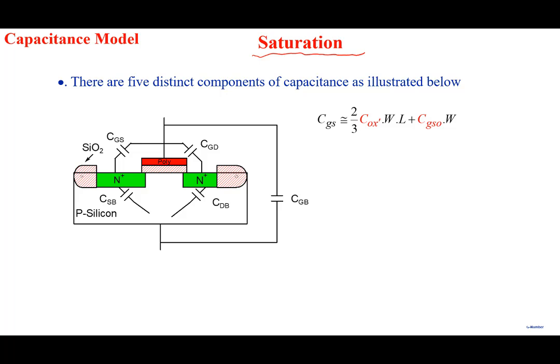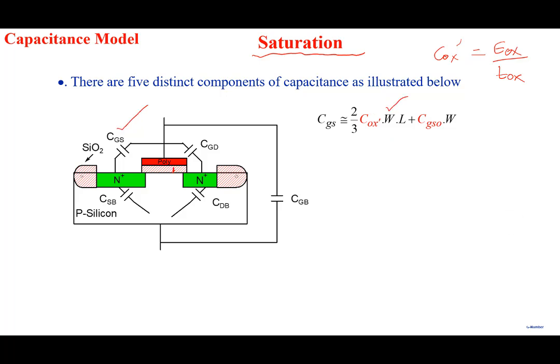So CGS, I'm not going to derive any of these things, we'll just take it. CGS, gate to source capacitance, is 2/3 Cox prime, which we know is capacitance per unit area, the permittivity of silicon dioxide divided by the thickness of the silicon dioxide. With silicon dioxide, we are talking about the gate. Note that there are multiple SiO2s, right? We are talking about gate oxide thickness. So Cox is clear to us.